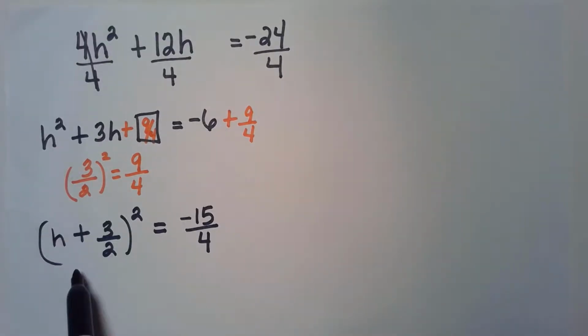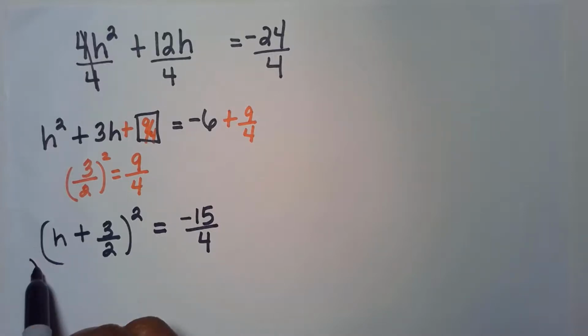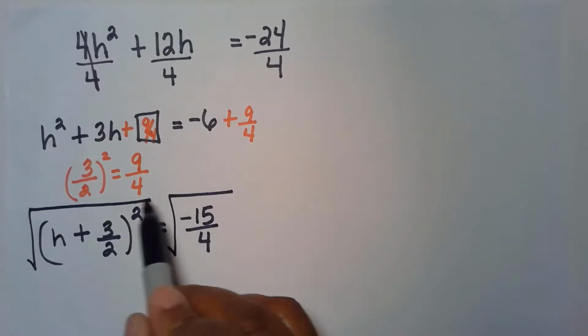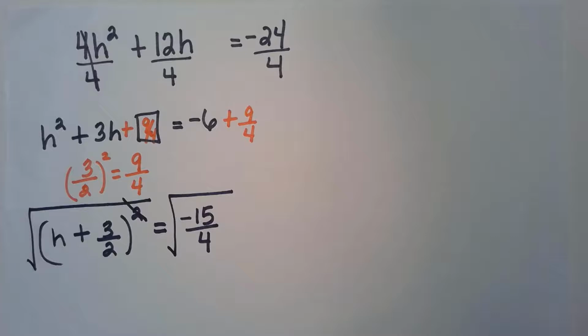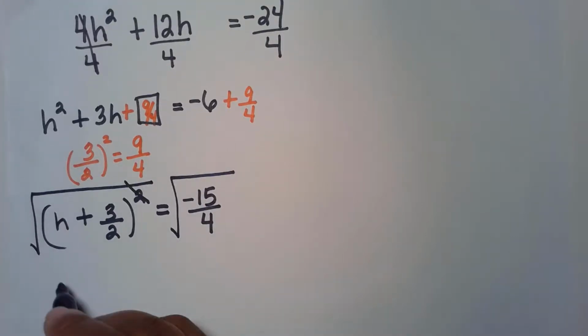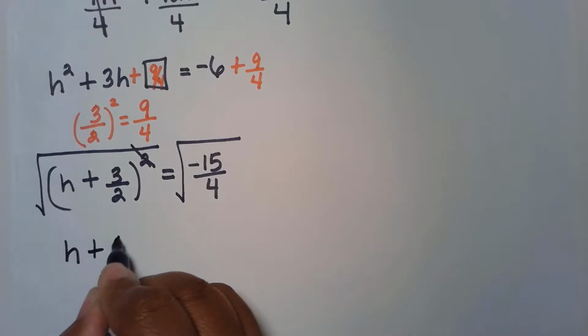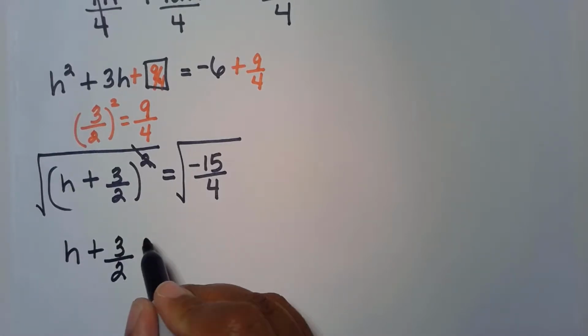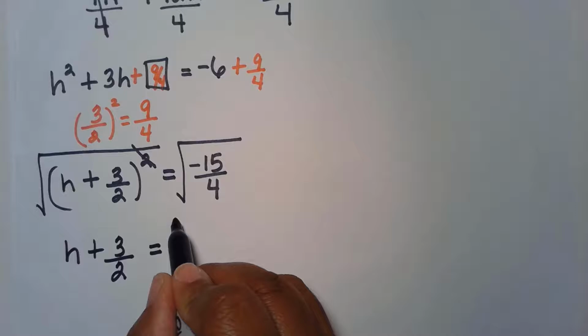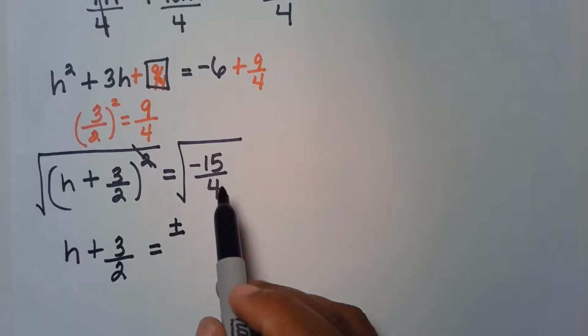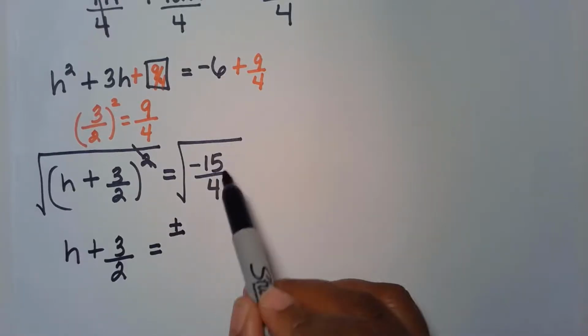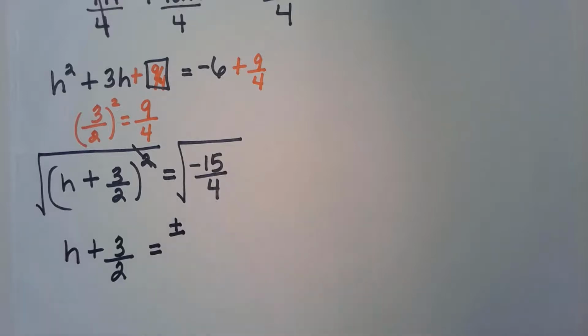All right, so we're going to next use the square root property so we can solve for h. Take the square root of both sides, and you're going to have two solutions. So here we have h plus 3 over 2 equals plus or minus. Now I want to do a side note. Let's look at this right hand side, the square root of negative 15 over 4.